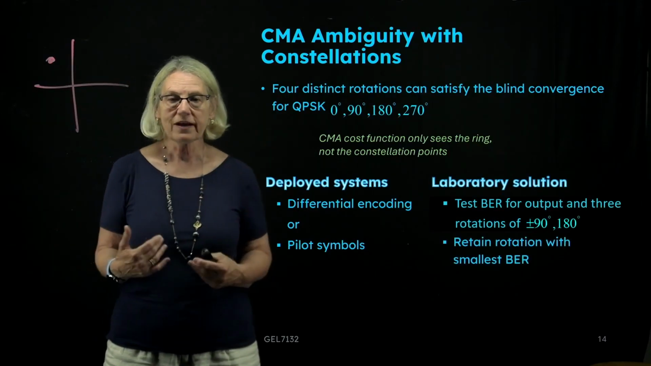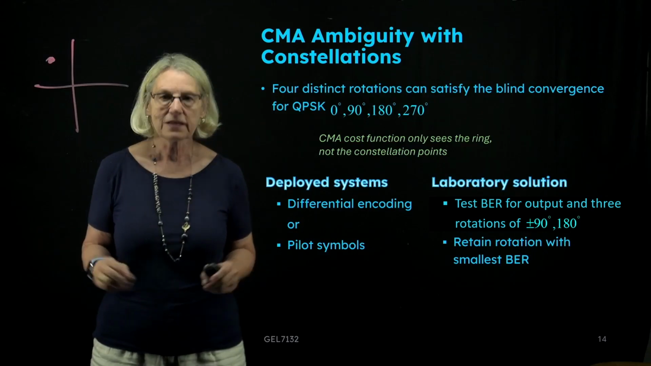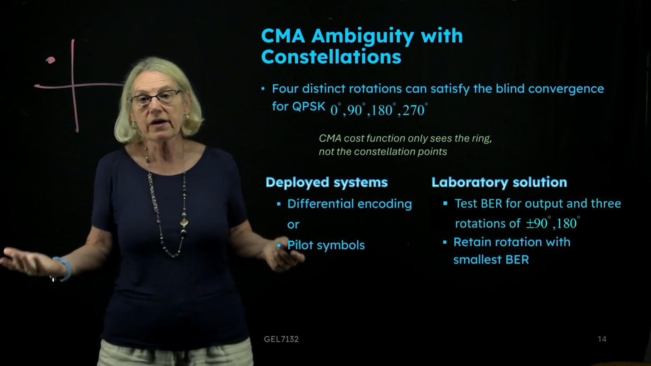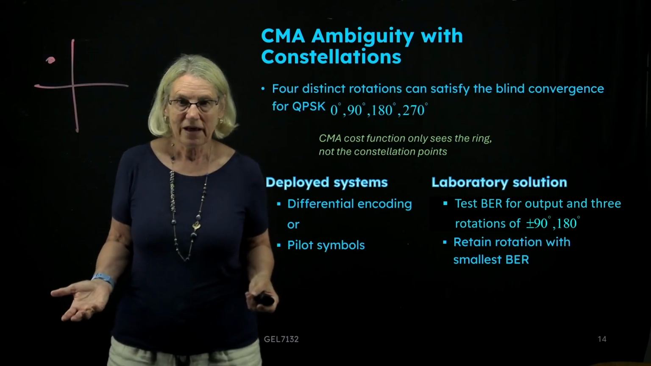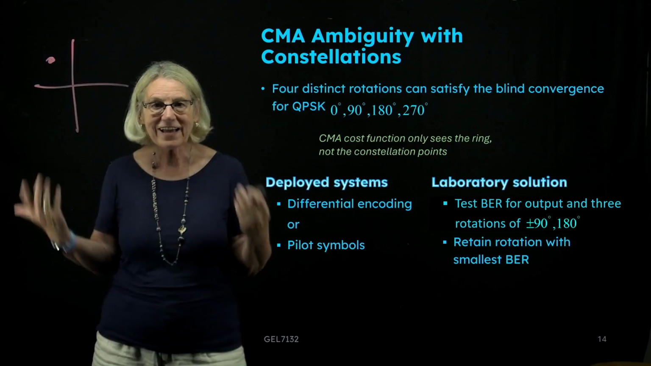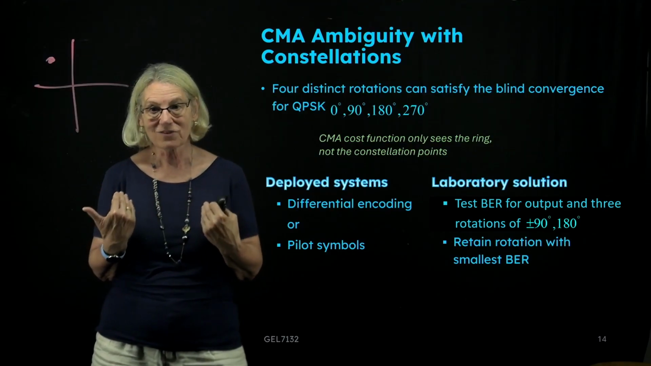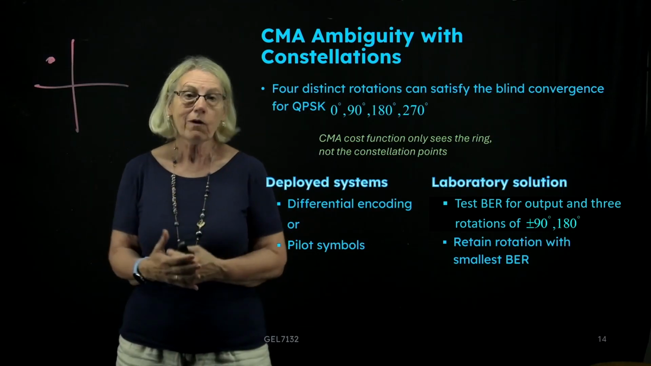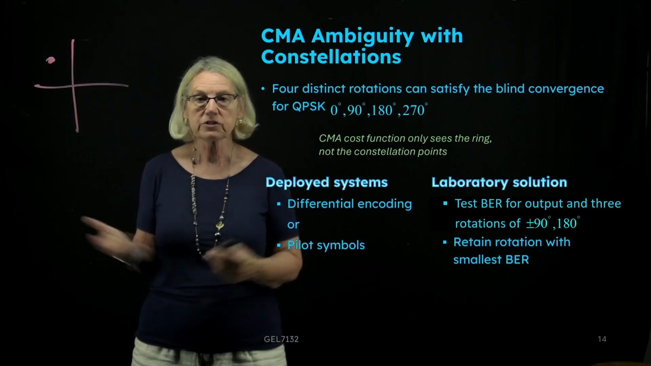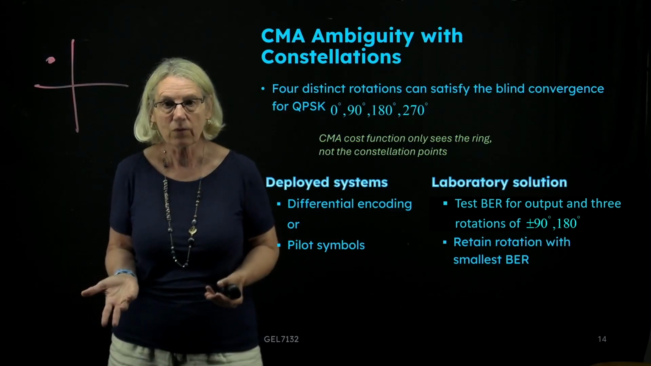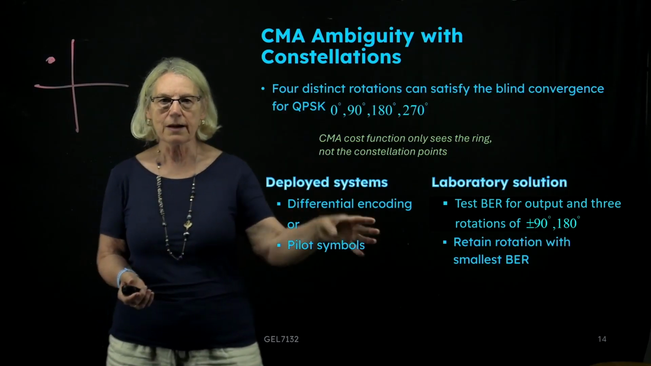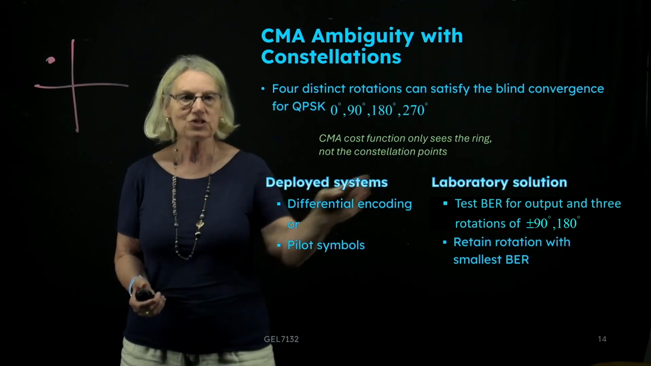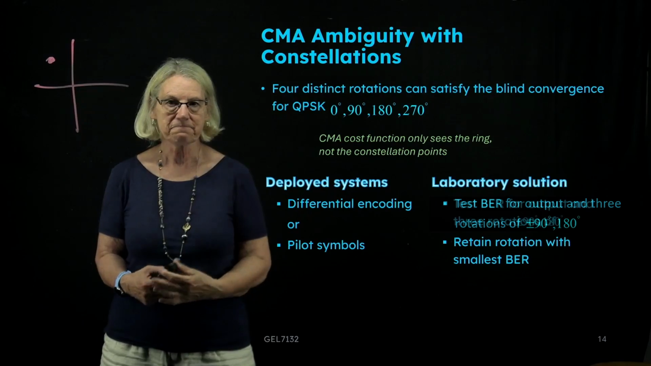Now, when I'm in the laboratory, I'm going to do a different solution. In the laboratory, what are my objectives? My objectives are to apply the CMA and to measure bit error rate, to see how effective my solution is. And so in that case, I know what was transmitted, right? So I could just match it up that way. Or, I could try all 4, and whichever one has the lowest bit error rate, obviously that's the right one. So there are a couple of ways that we're going to do in the laboratory, which won't be the same as what's used in deployed systems, but it's a necessary step. So don't forget to do this step if you're working in the laboratory.